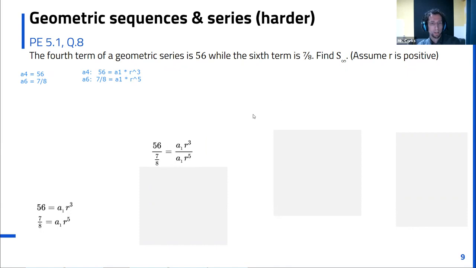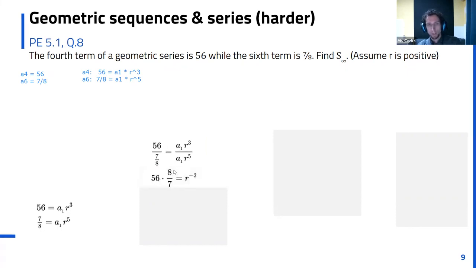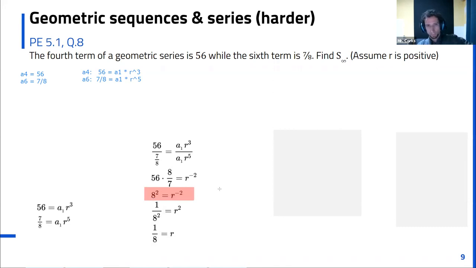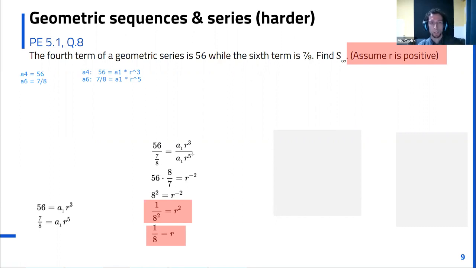So if we do this and simplify, then we will get 56 times 8/7. The A1s disappear, R to the exponent -2. 56 and 7: 56 is 7 times 8, right? And then dividing by 7. I didn't have time to put in all the animations here. So on this line, the 7s disappear. We have 8 squared, and then we have a negative exponent. So just flip both sides and then take the square root of each side, and we get 1/8. This is why I was saying assume R is positive. Otherwise, we could have 2 possible values for R here. Okay, so we figured out R.